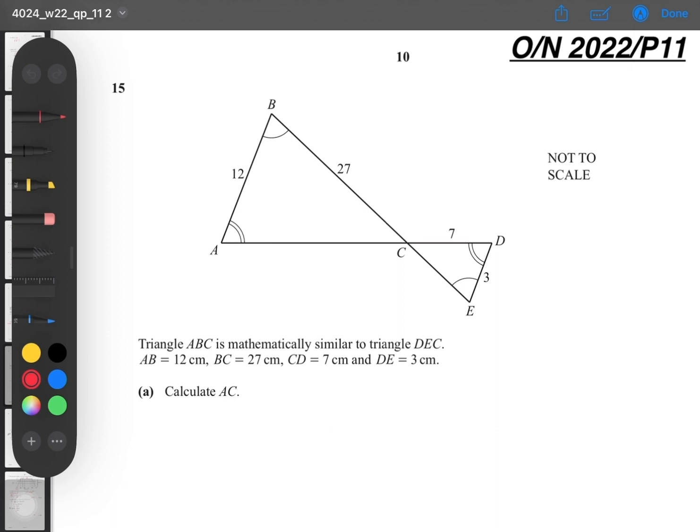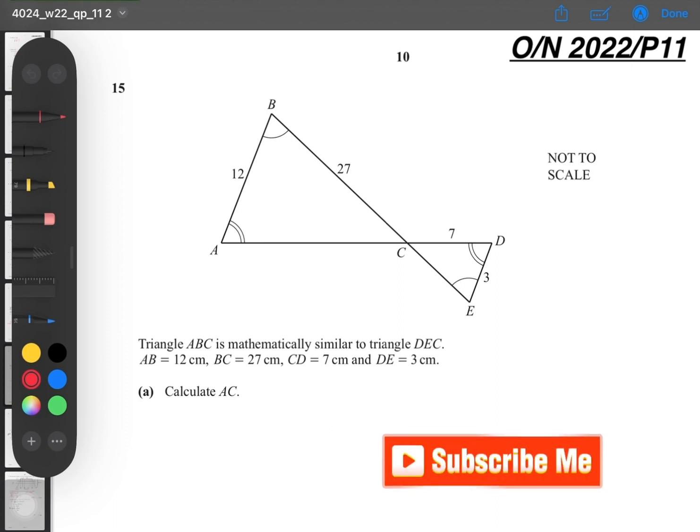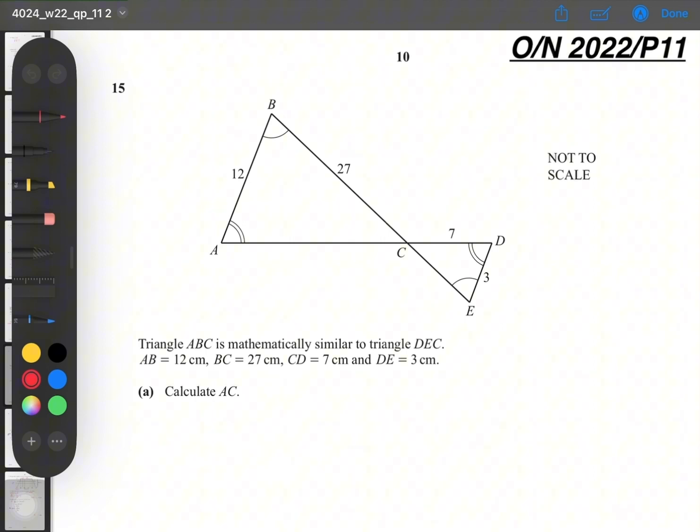Question number 15. Triangle ABC is mathematically similar to triangle DEC. AB is equal to 12 centimeters, BC is equal to 27 centimeters, CD is equal to 7 centimeters, and DE is equal to 3 centimeters. Calculate AC.